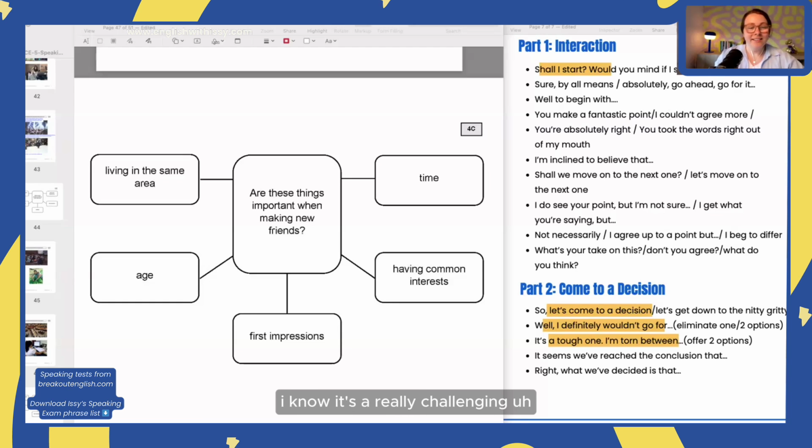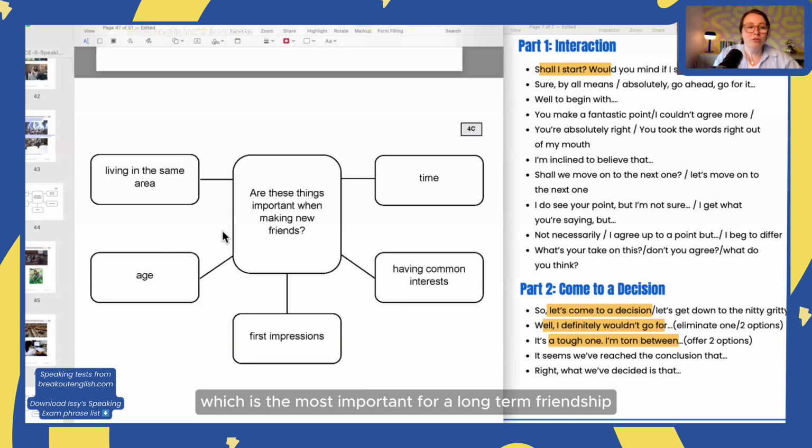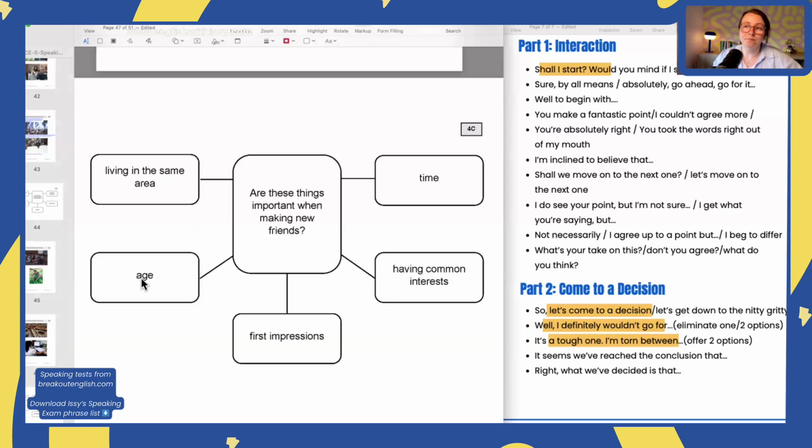I know it's a really challenging part of the exam because you need to make a decision with someone else. If you guys really had to have a think about which is the most important for a long-term friendship, which one would you go for? Gosia. Based on your life experience.